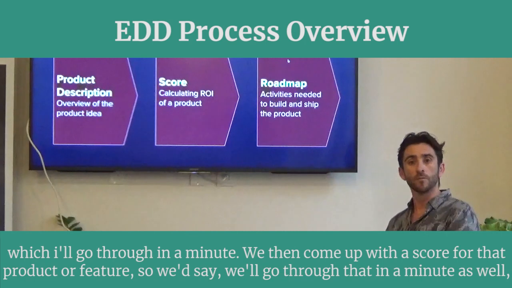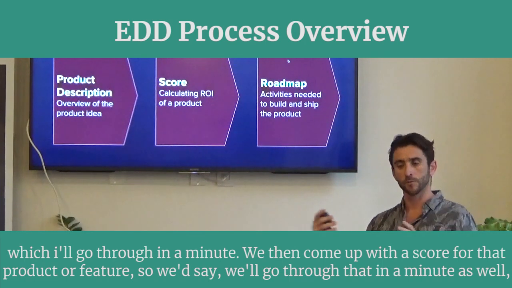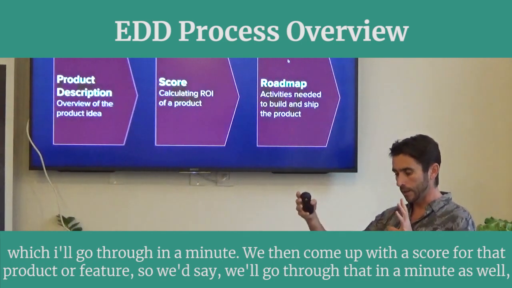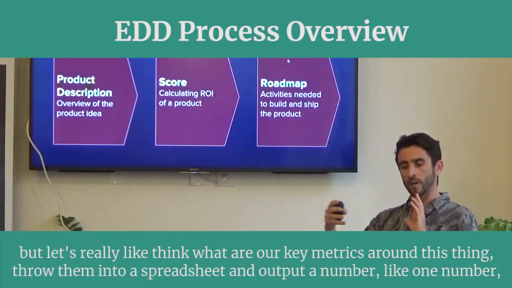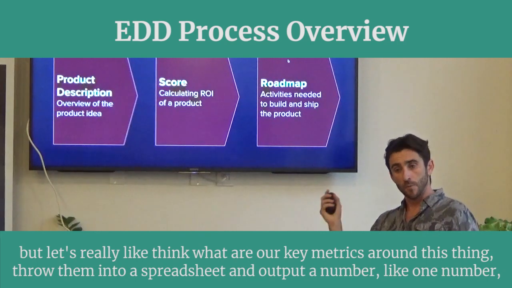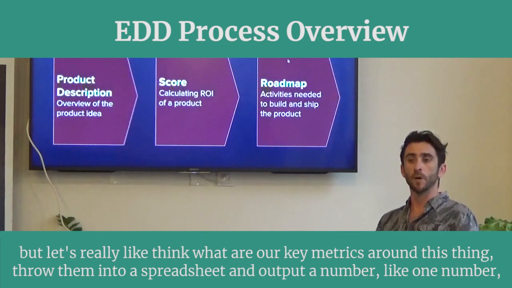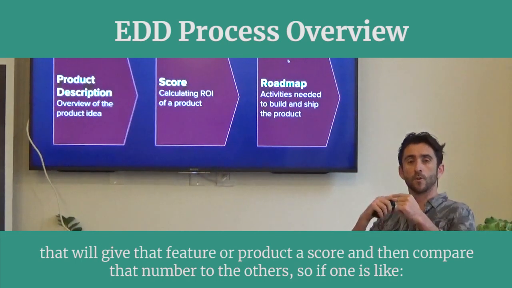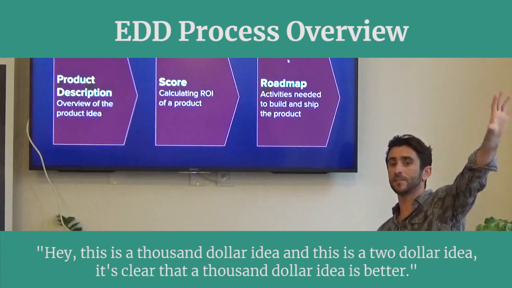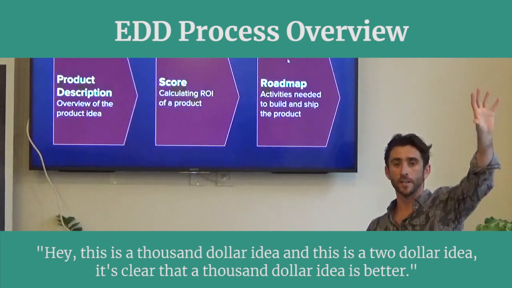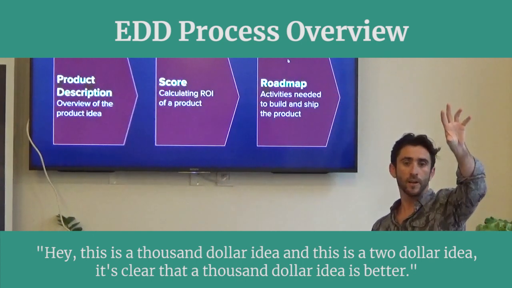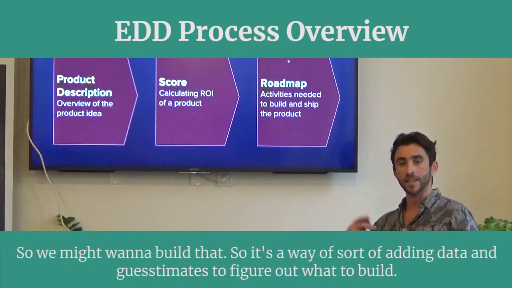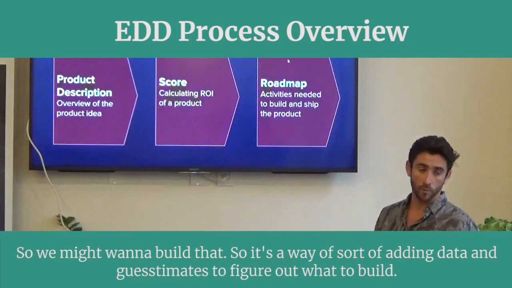We then come up with a score for that product or feature. We'll go into that in a minute as well, but let's really think, what are our key metrics around this thing? Throw them into a spreadsheet and output one number that'll give that feature or product a score, and then compare that number to the others. So if one's like, hey, this is a $1,000 idea and this is a $2 idea, it's pretty clear that the $1,000 idea is probably better. So we might want to build that. So it's a way of adding data and guesstimates to figure out what to build.